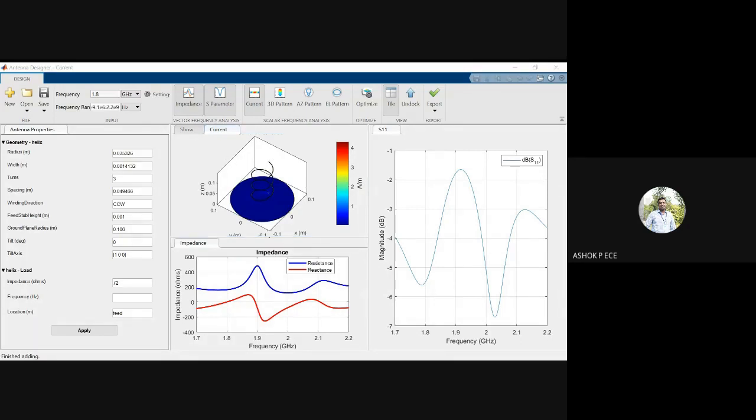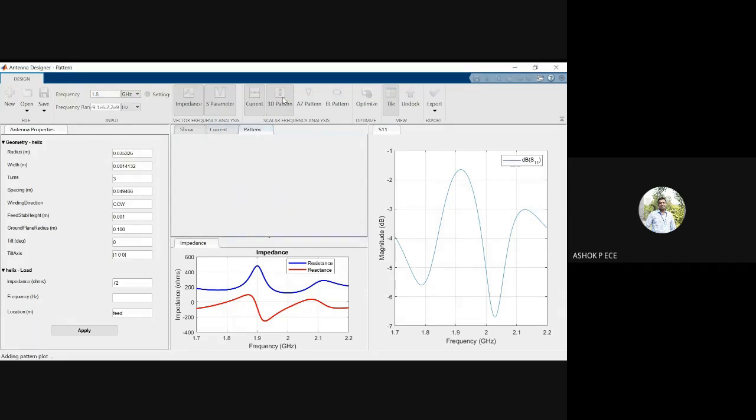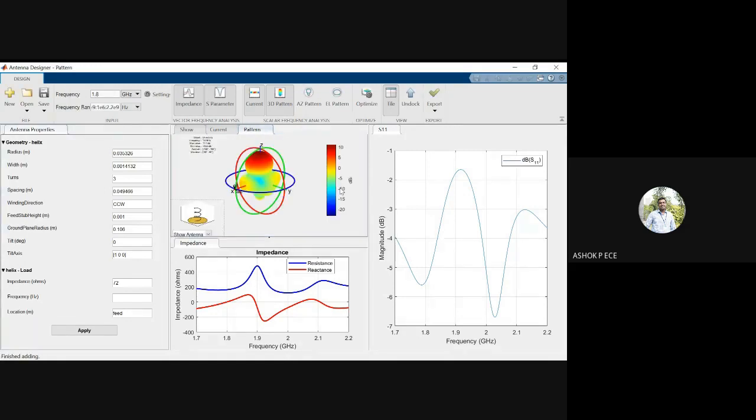See how antenna design is very, very simple using MATLAB. You can also click on 3D pattern, all the other things. This will give you the radiation pattern of your antenna. You know what is radiation pattern? Direction along which you have your maximum radiation.